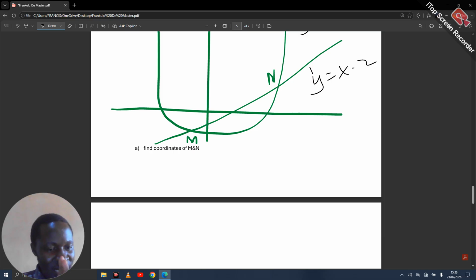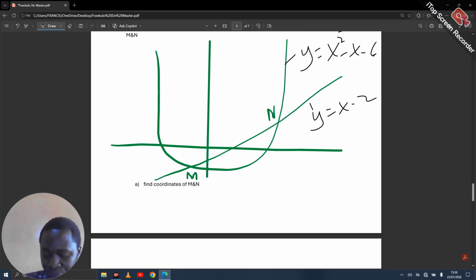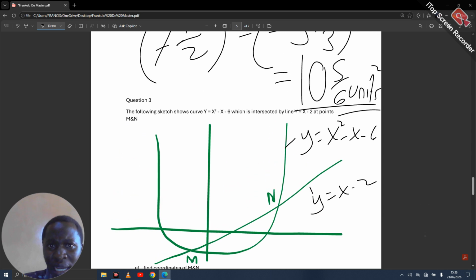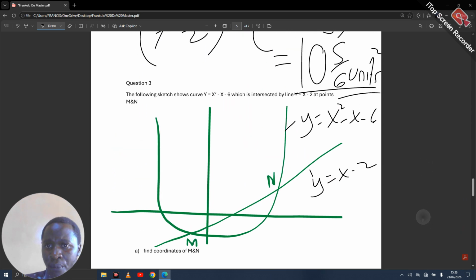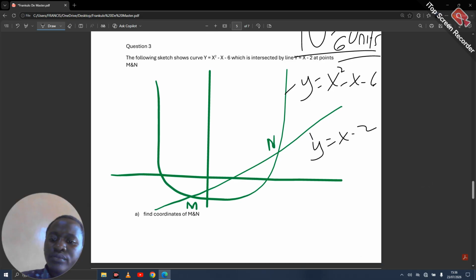For you to get coordinates, remember these things intersect. And for them to intersect, I told you that for two things to meet, they are equal. So your work is to equate. Now, we are having x minus 2. Sorry, there is a mistake here.